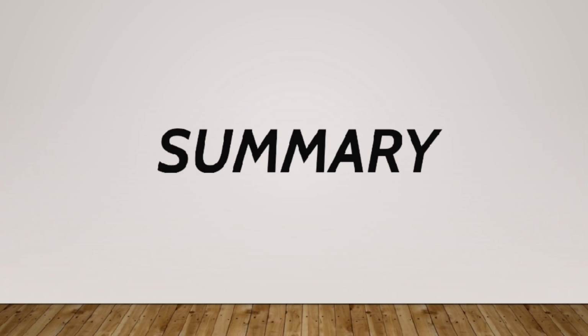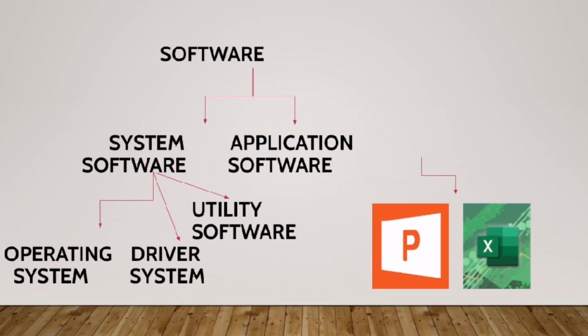Now, let's have a summary of our discussion. Software is a set of instructions that tells the computer hardware what to do and how to do a task. Software is divided into two parts, the application software and the system software. Application software allows the user to perform a specific task, while the system software supports the application software. So without the system software, the application software cannot function by itself.